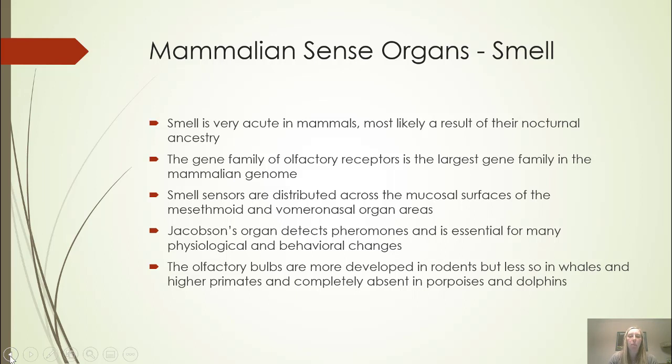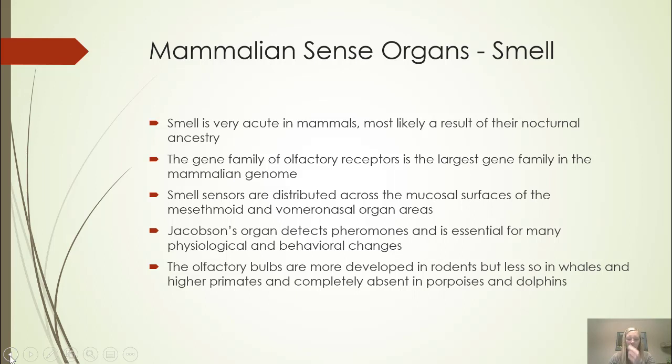Smell is very acute in mammals, and this is most likely a result of a nocturnal ancestry. The gene family of the olfactory receptors is the largest gene family in the mammalian genome. I found this very interesting. And the way that mammals smell is through small sensors that are distributed across mucosal surfaces and areas. They also have what's called a Jacobson's organ. This detects pheromones and is essential for many physiological and behavioral changes that mammals undergo.